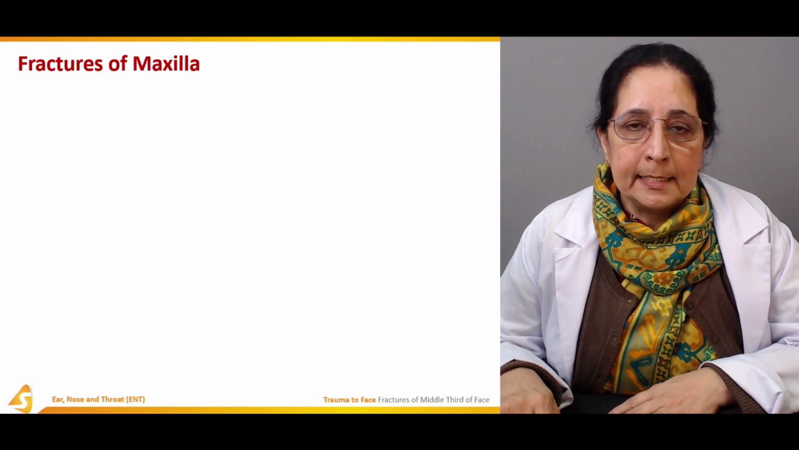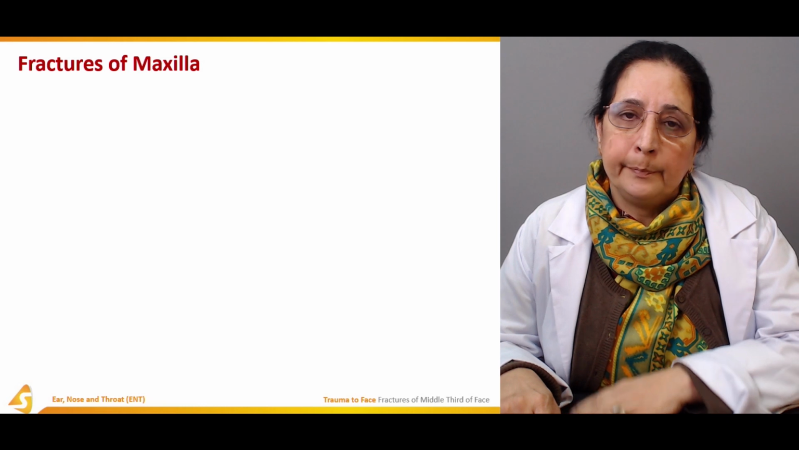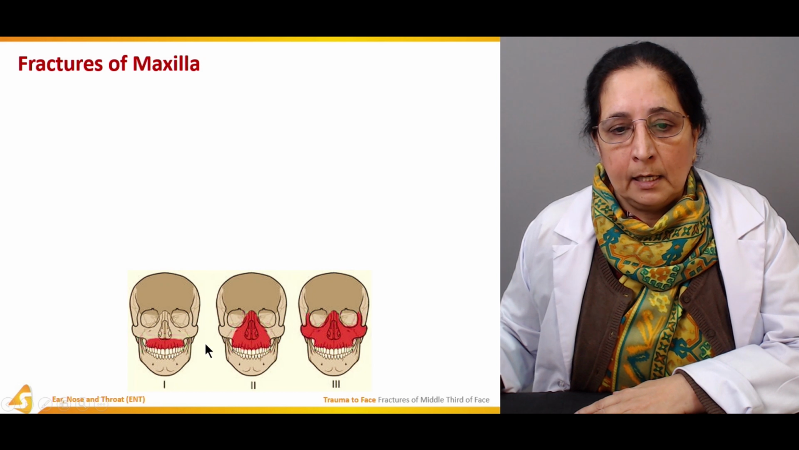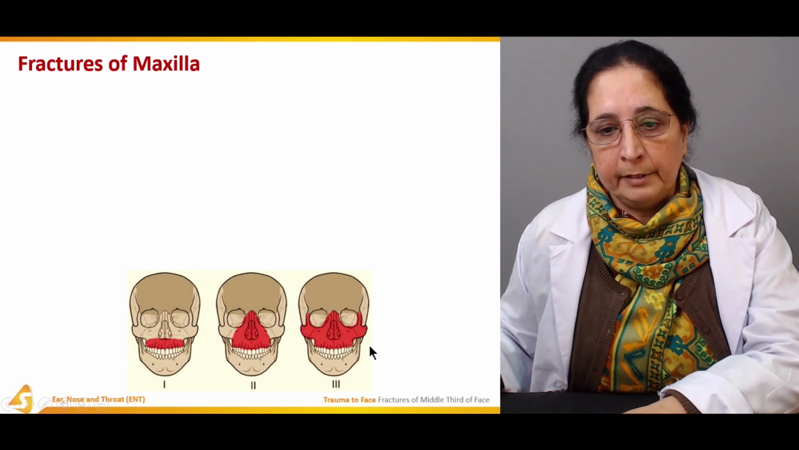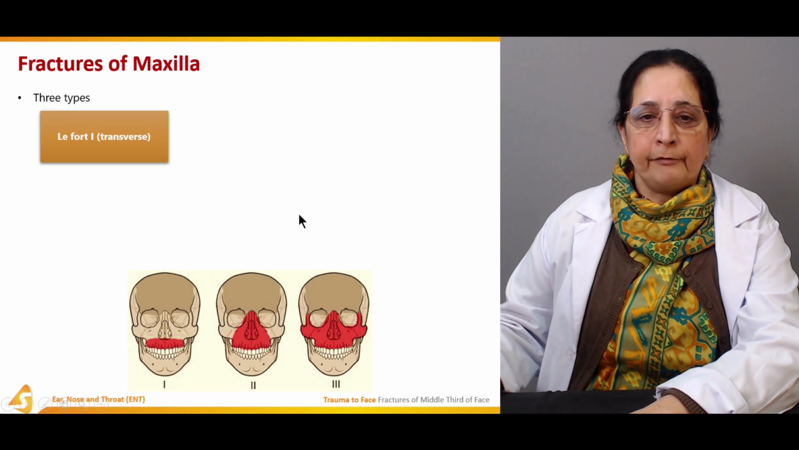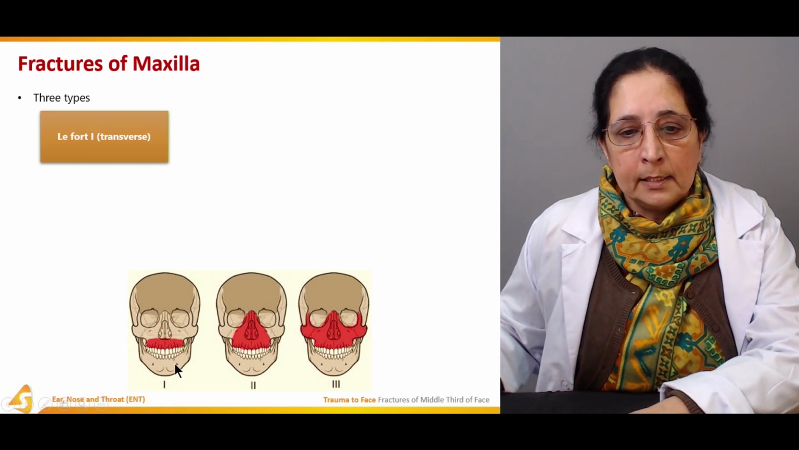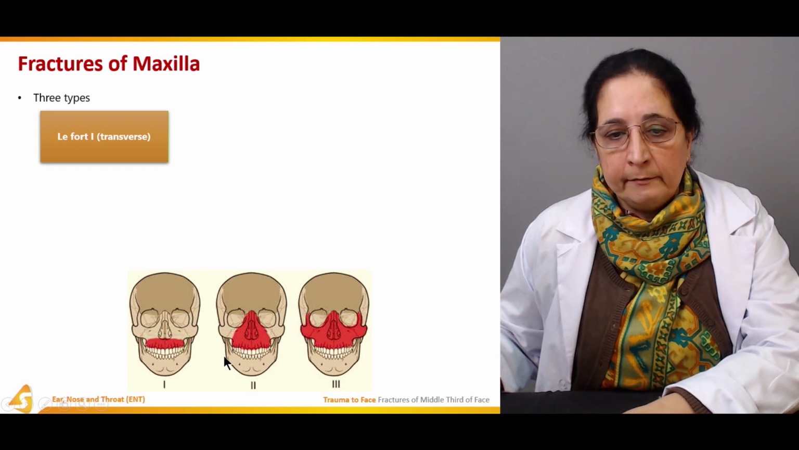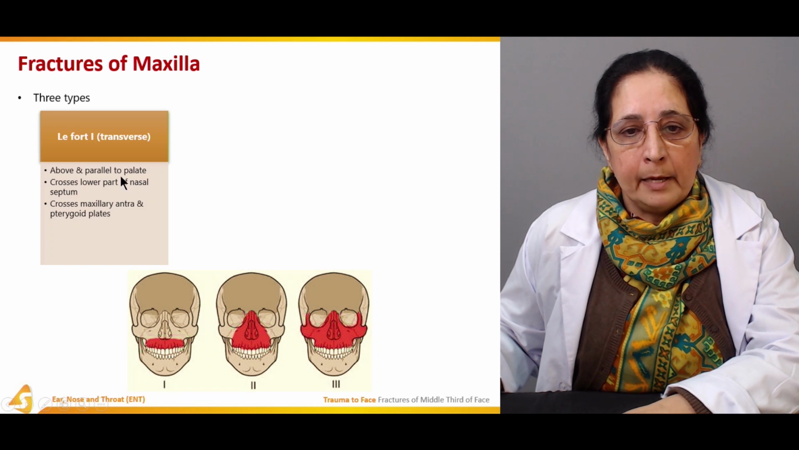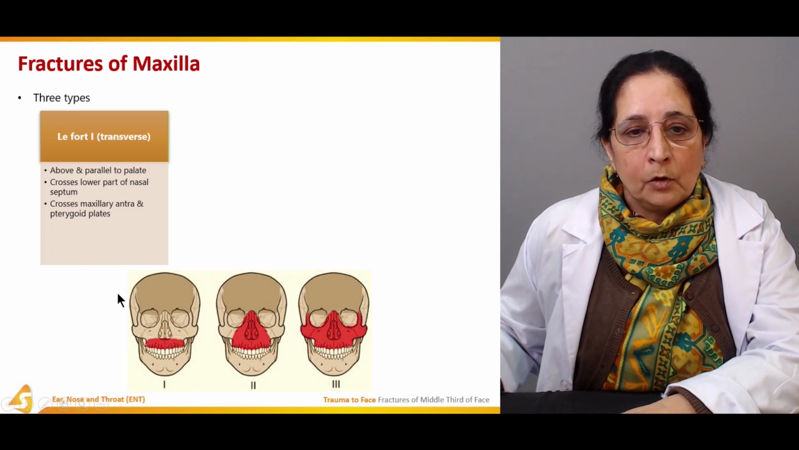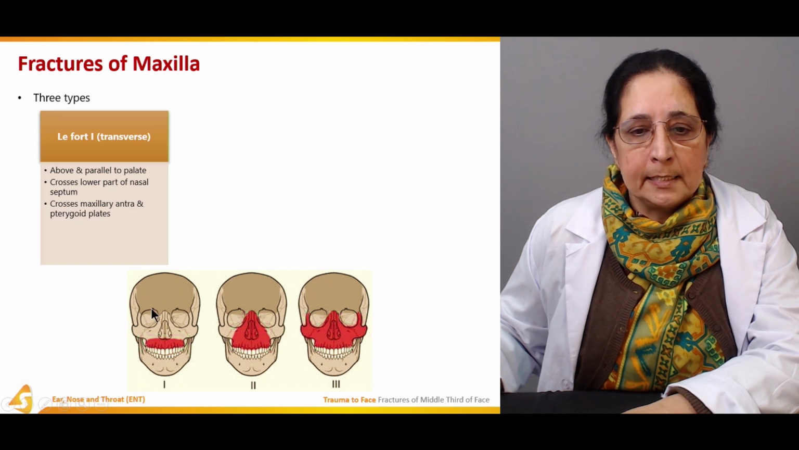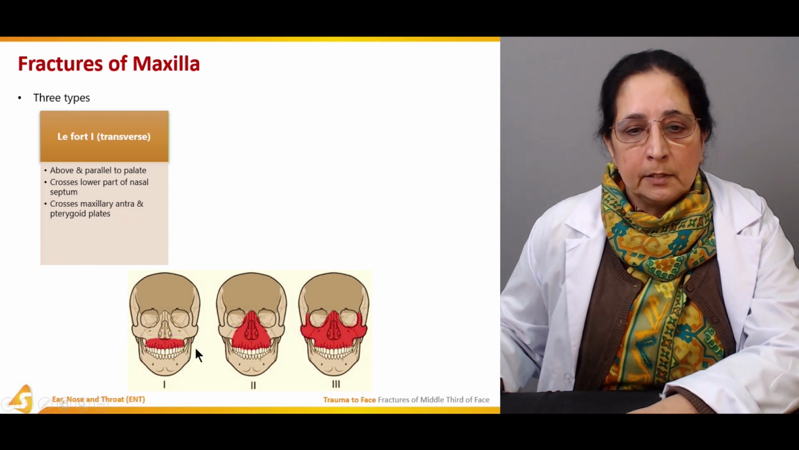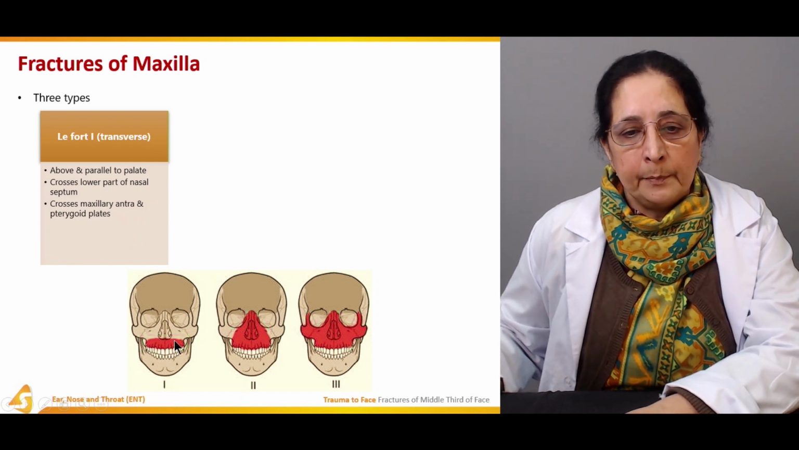Fractures of the maxilla. The maxilla is the bone of the upper jaw, which has the upper teeth. This is the maxilla. We have three types of divisions of maxillary fractures. Le Fort 1, which is the transverse fracture. It is above and parallel to the palate, crosses the lower part of the nasal septum, crosses the maxillary antra and pterygoid plates. So this is the Le Fort 1 type of fracture.